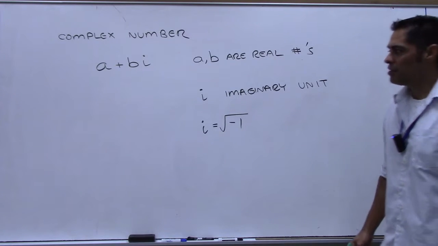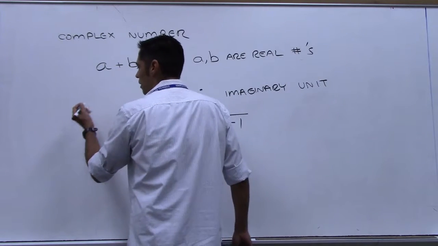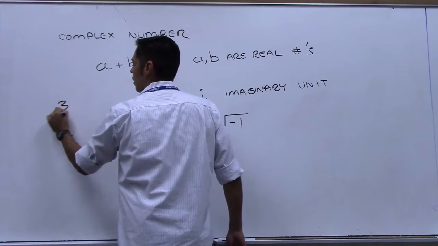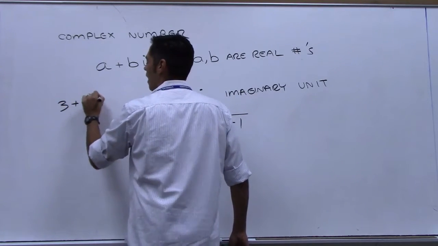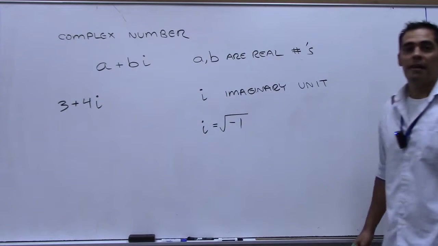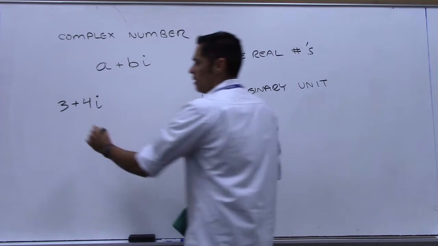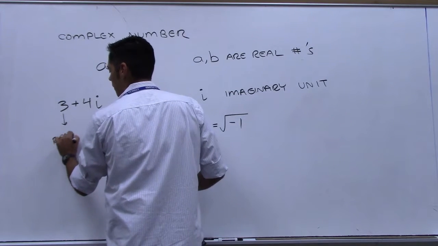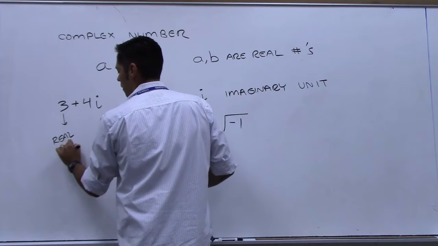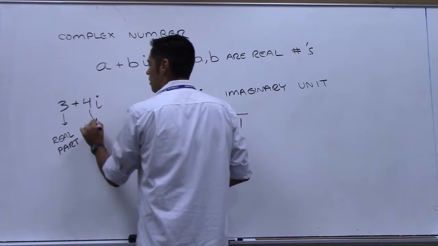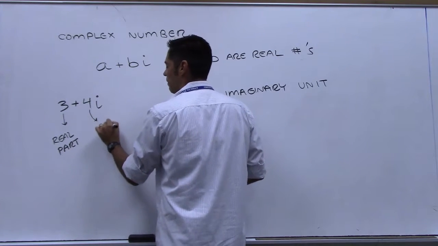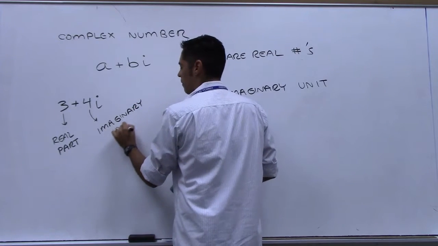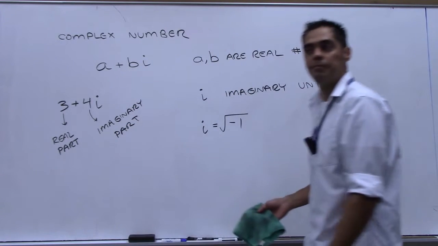So here are some examples of imaginary numbers, or complex numbers. You tell me, is this a complex number? Yes. 3 plus 4i. Yes. The number in front right here is called the real part. And this right here, the 4, is called the imaginary part.